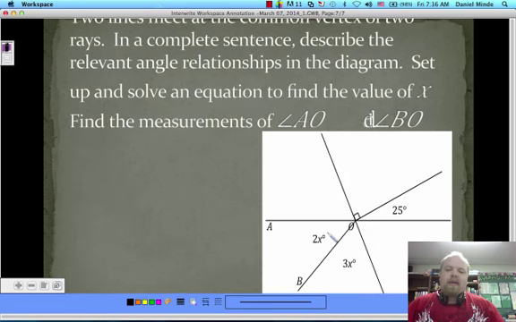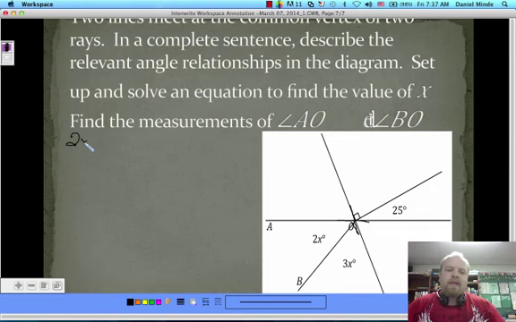Number one, looking at the relevant relationships, I know that this is 90 degrees. I know that this is 25. I can see that these two angles are vertical to these two angles. So I'm going to use that they're vertically opposite. I'm more concerned that you can understand that they're vertical angles. So I'm going to set them up so they're equal to each other.